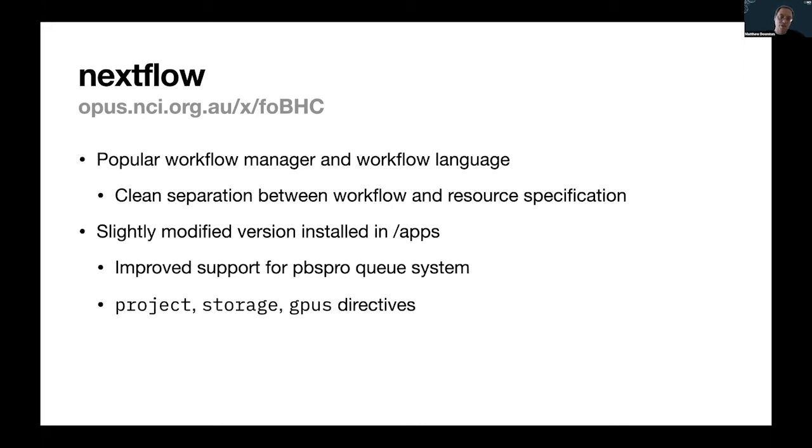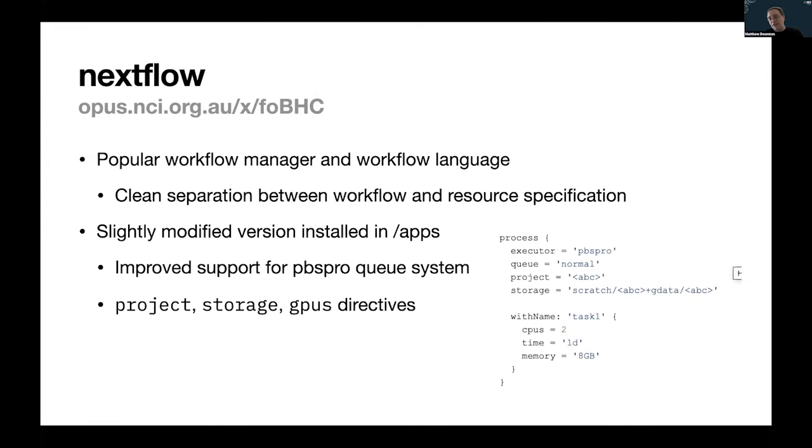Here at the NCI, we've installed a slightly modified version in the /apps directory that has improved support for the PBS Pro queuing system. So it has a couple of extra directives to allow you to specify the project storage and GPUs very easily. And so here's an example of that. So here's the resource definition.